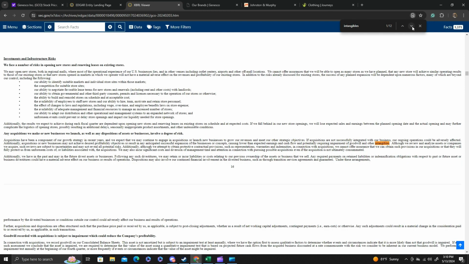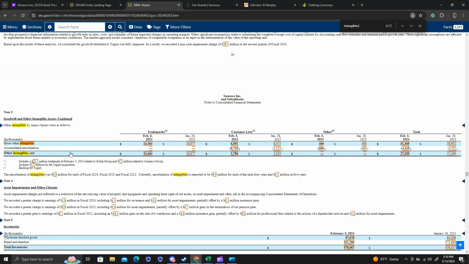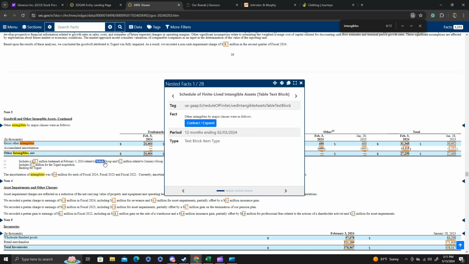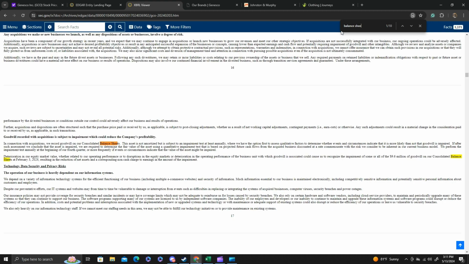Let's see what exactly these intangibles are, because that will determine what we do. Okay, here we go. Goodwill. Other intangibles, major classes will follow. Gross other intangibles. We can see here that most of it is a $21 million trademark. So we want to take that off our valuation, our liquidation value.